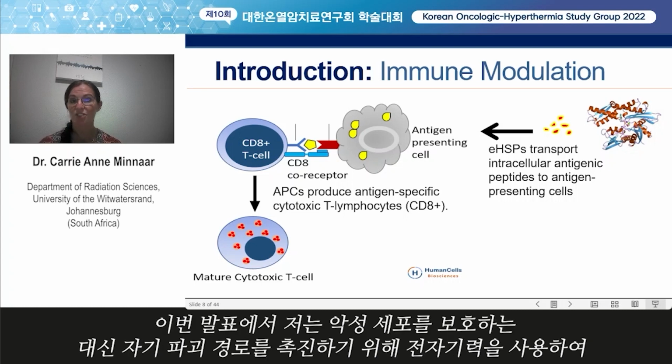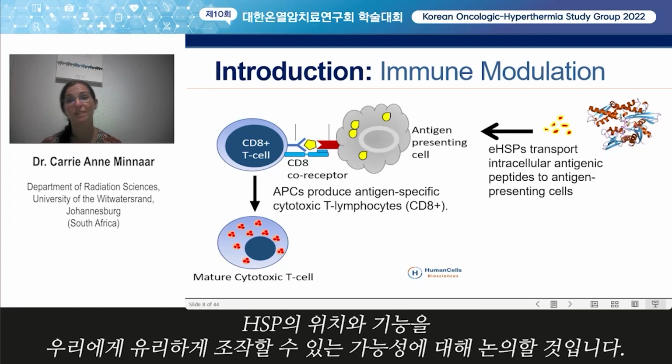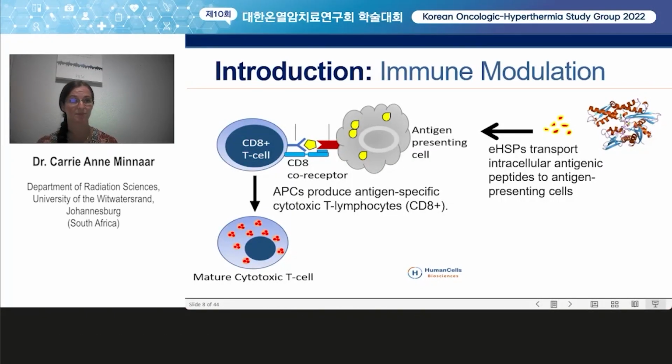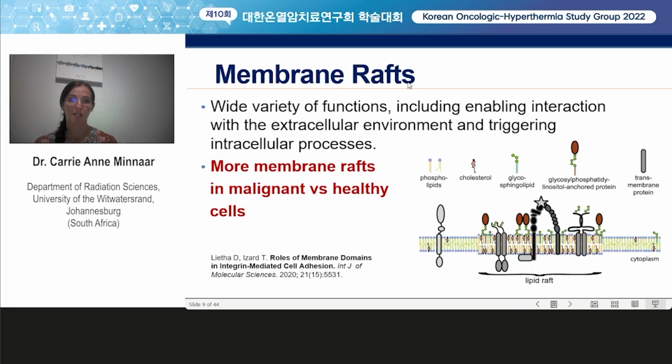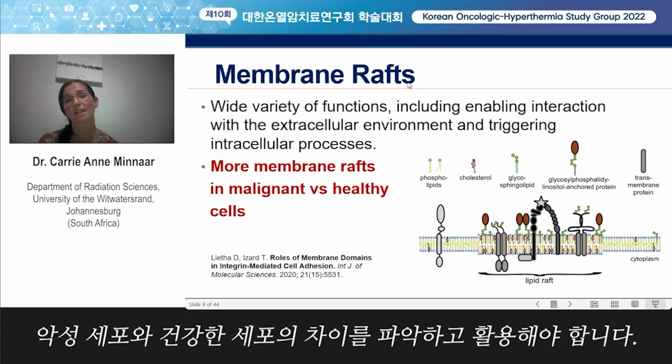In this presentation, I will discuss the possibility of using electromagnetic forces to manipulate the location and function of HSPs to our advantage in order to promote the self-destruction pathways instead of the protective pathways. In order to do this, we need to identify and utilize differences between malignant and healthy cells.